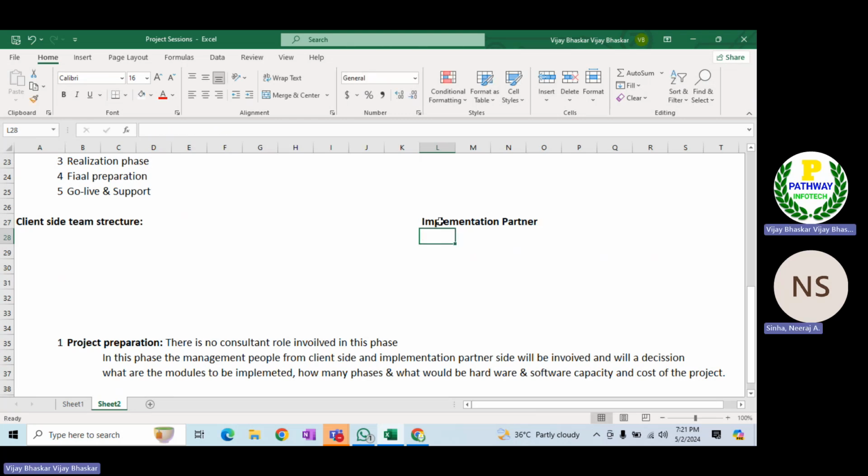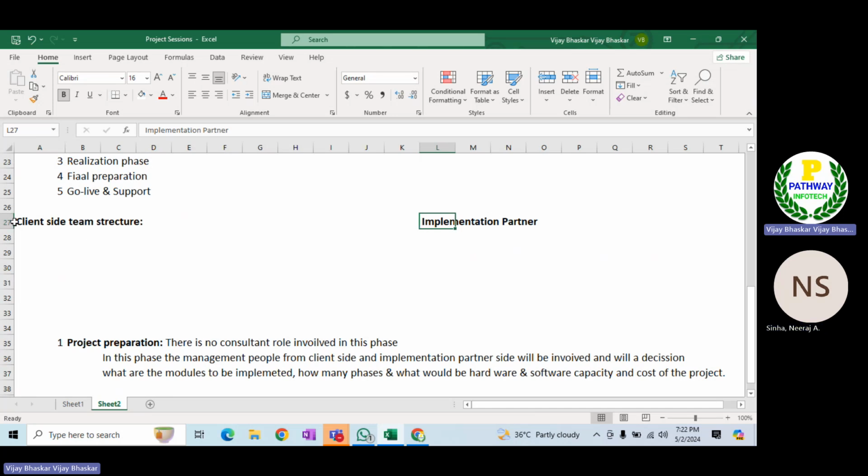Here is the implementation partner. Implementation partner means us, right? The consultant who is doing implementation. Exactly, I'm coming to that. That is what I just updated here, because we should have a clear understanding. These are the basic fundamental things.